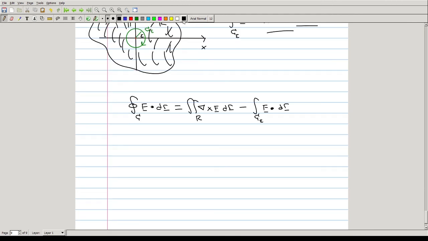Well, the curl of this vector field on the region R itself is 0 everywhere. So the entire double integral is going to be 0. And the line integral of F dot dr computed in the reverse direction, so in this direction right here, is going to be negative 2 pi.